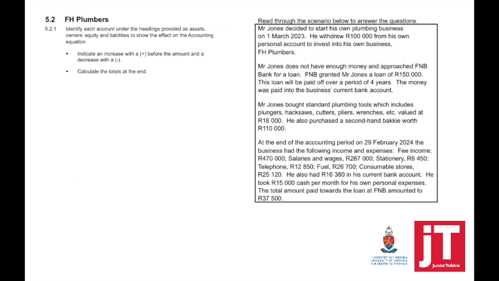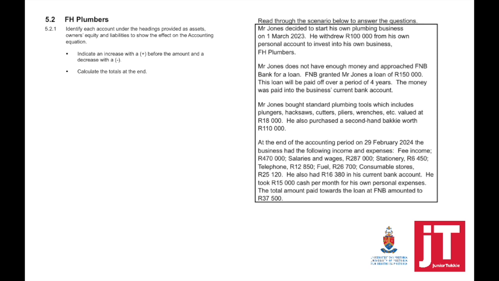If we look at question number 2, FH Plumbers, identify each account under the headings provided as assets, owner's equity, liabilities to show the effect on the accounting equation. Indicate an increase with a plus before the amount and a decrease with a minus. Calculate the totals at the end.